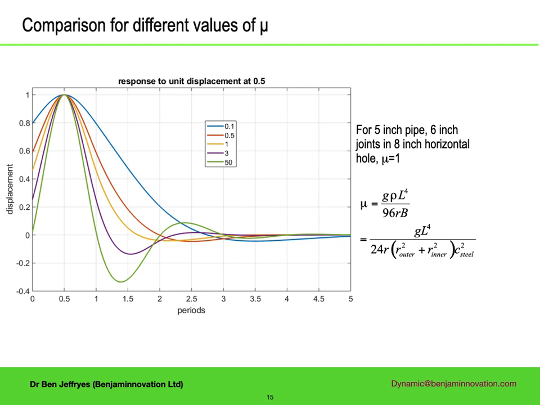What values of mu are actually realistic? Well, for 5-inch pipe, 6-inch joints, 8-inch horizontal hole, mu is equal to 1, so a large mu range is covered in real life. The most counterintuitive point here is that in many situations in horizontal holes, horizontal lateral deflections, for which mu may be about 1, propagate much less far than vertical lateral deflections, which correspond to the fixed case.